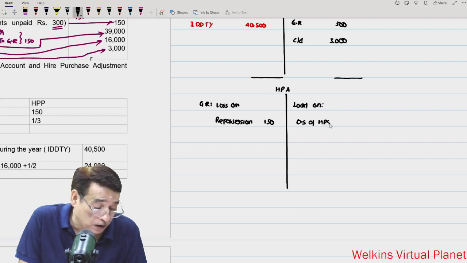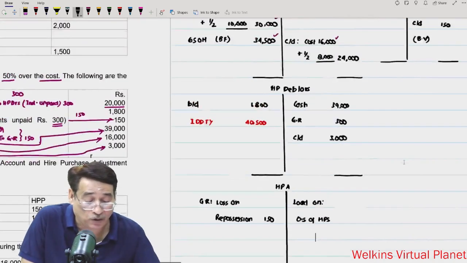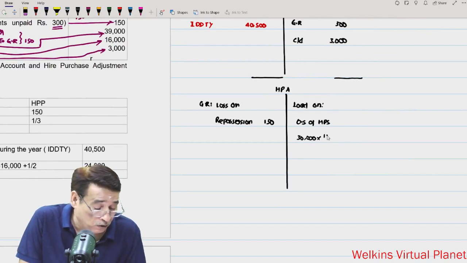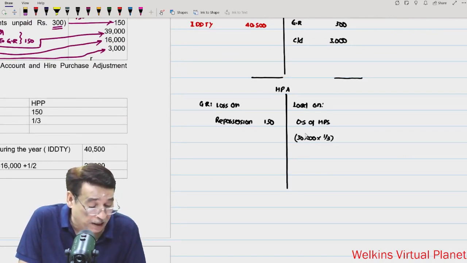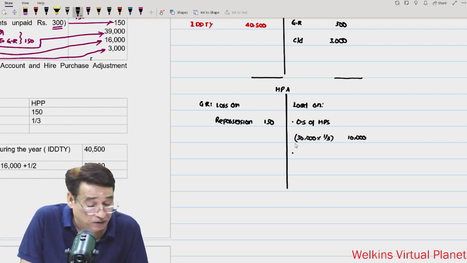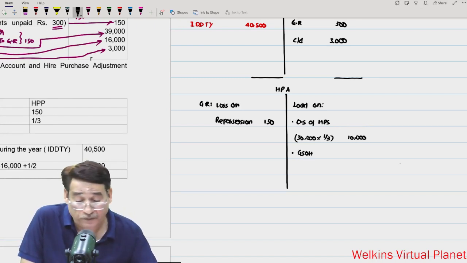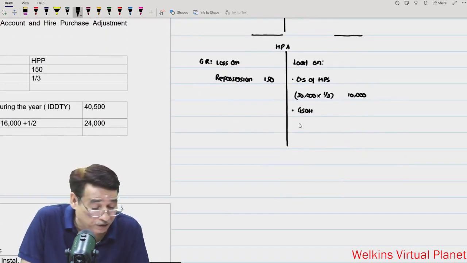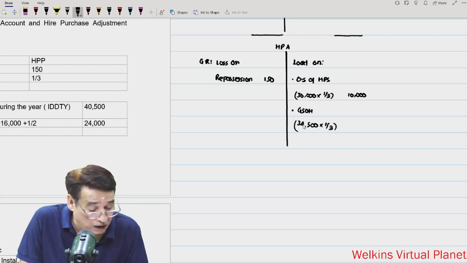Now hire purchase stock account at hire purchase price, because now you have computed the hire purchase price 30,000. Because it is hire purchase price, in order to find out the loading, you will have to multiply it with 1/3, 10,000. Although we were having this figure already. Then loading on goods sold on hire, 34,500 figure we got, correct? 34,500 into 1/3, that is equal to 11,500.